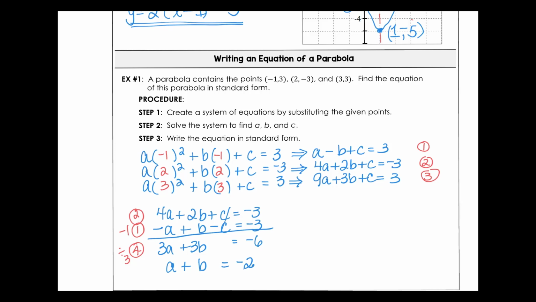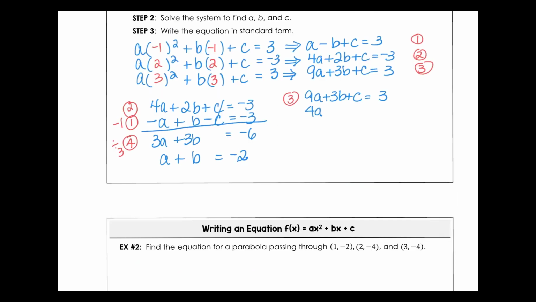Next, we could have equation 3, and we could add equation 3 to equation 2. So let's see what that would look like. So we want to do 4A, let's subtract 4A minus 2B minus C equals positive 3. So we took equation 3 and we subtracted equation 2. And again, we're eliminating the C term. So 5A plus B equals 6. And we're going to call this equation 5.